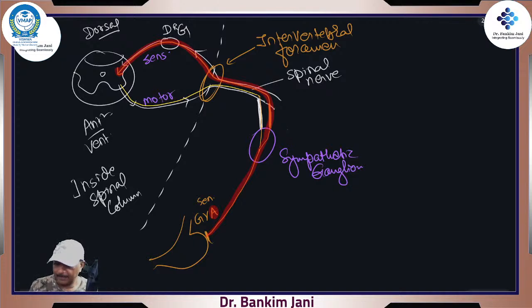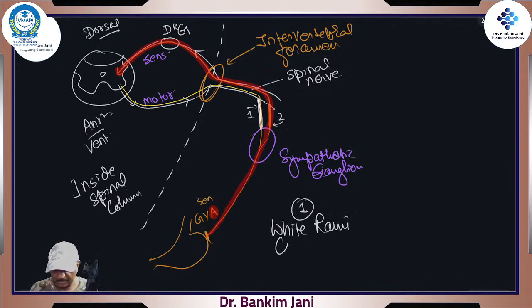However, this ganglion is connected with the spinal nerve via a few fibers. Now, listen very carefully. These fibers are two. I'm numbering them one and two. This one is the white rami communicants.